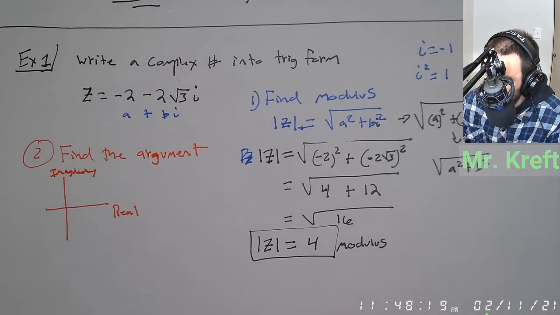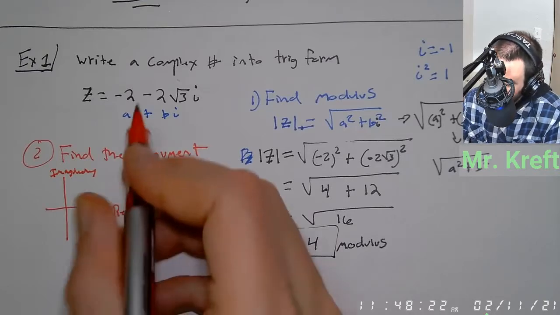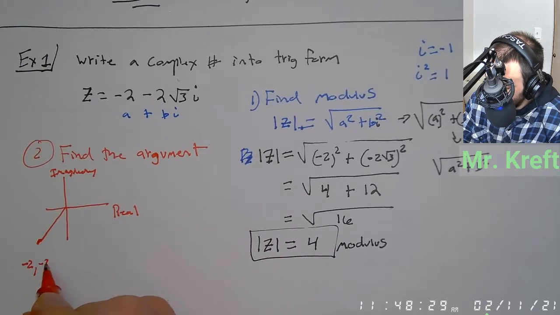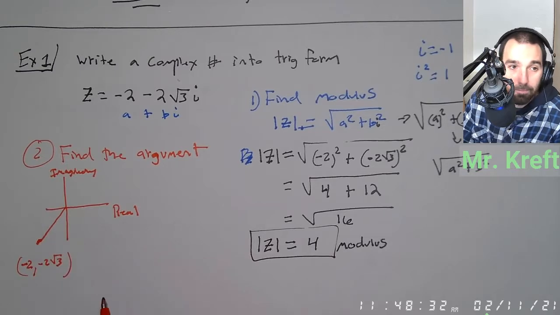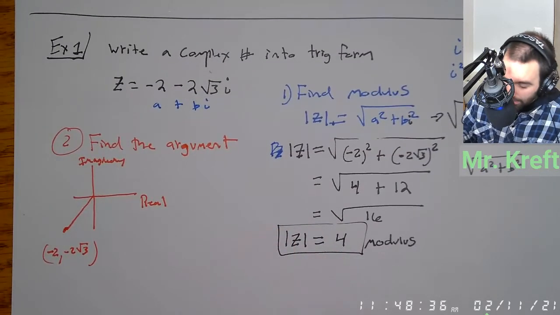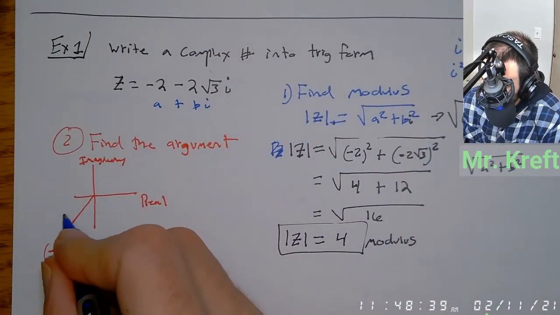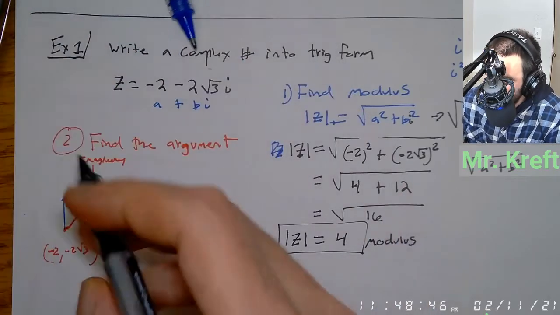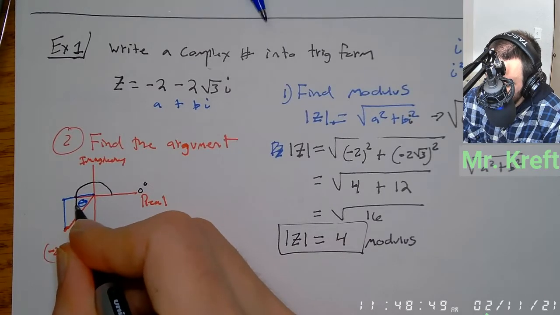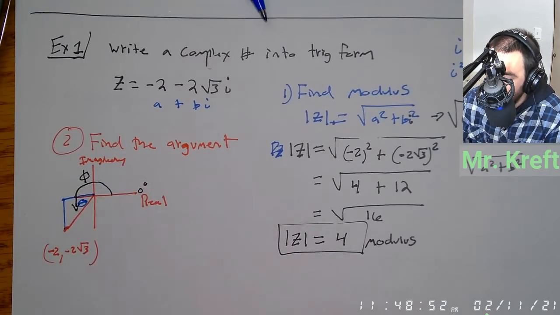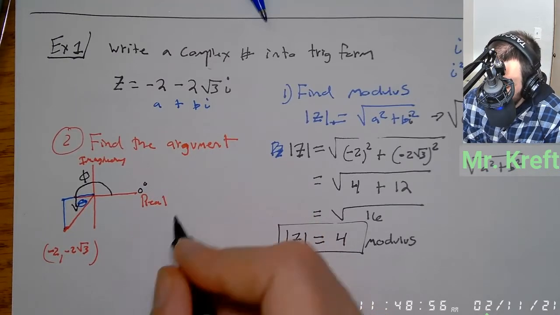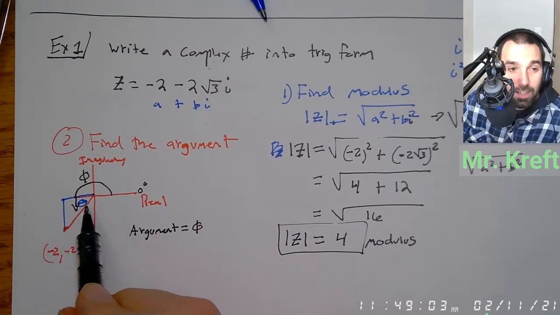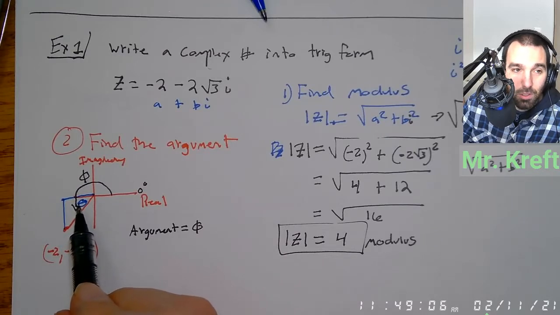And I'm going to be in the third quadrant. And I'm going to have to find the angle. Now, remember, if I do this in a calculator, I'm going to be finding this angle right here. But I don't want that angle. I want it from 0 degrees. I want phi. So my argument here will equal phi. But my calculator is only going to find this angle.